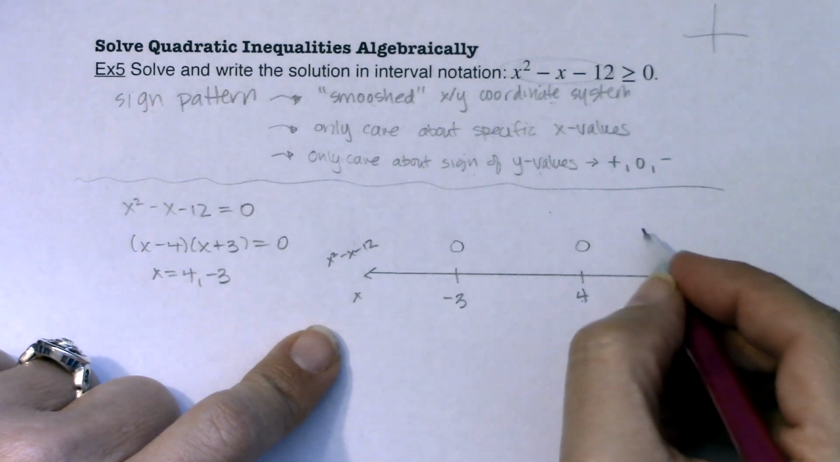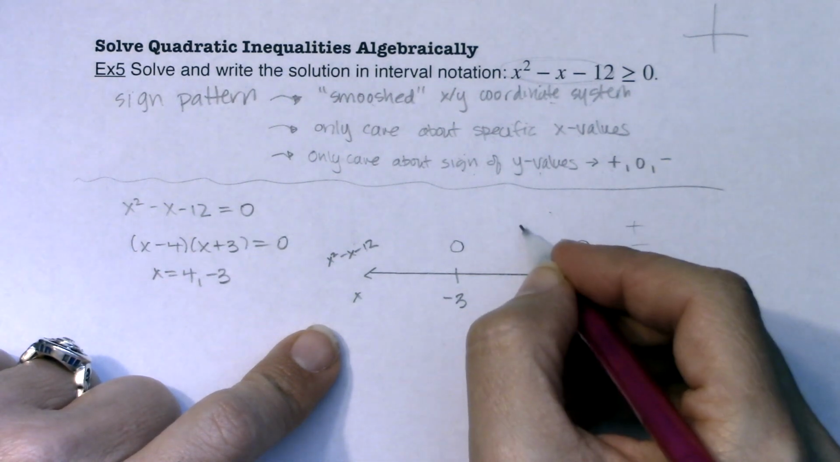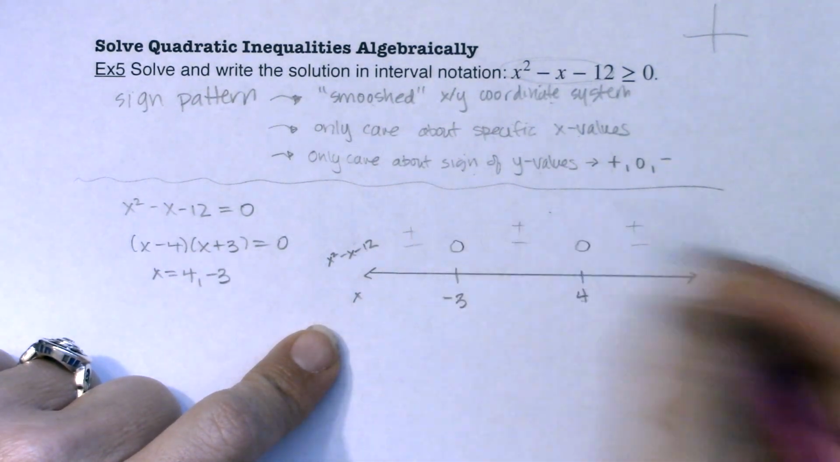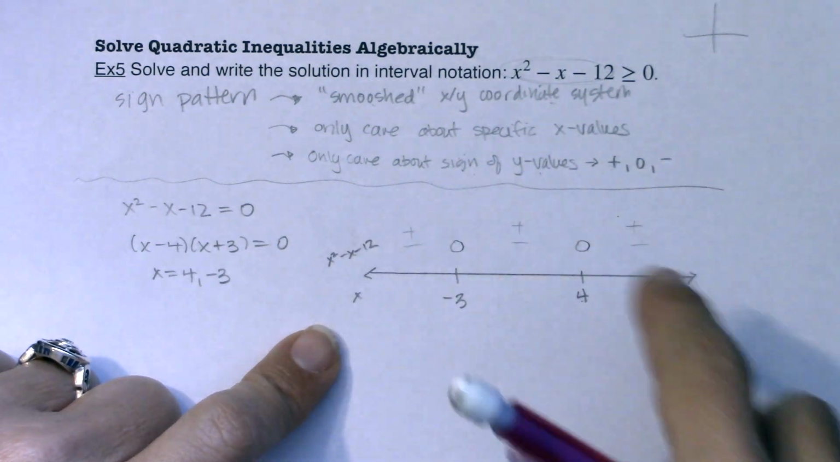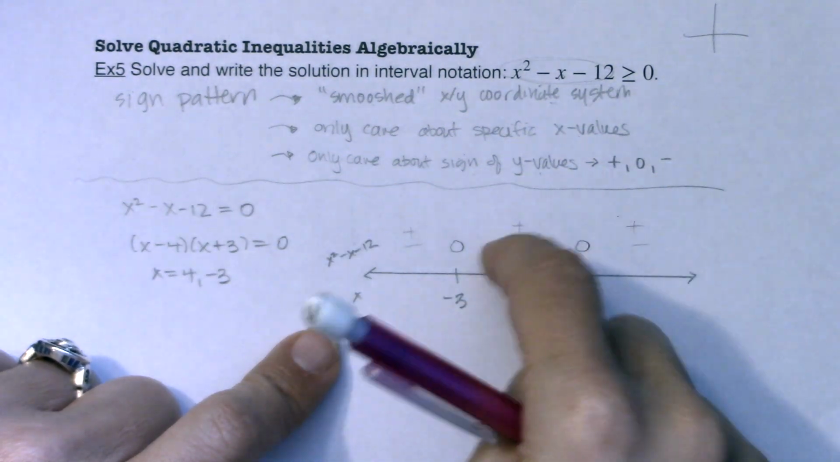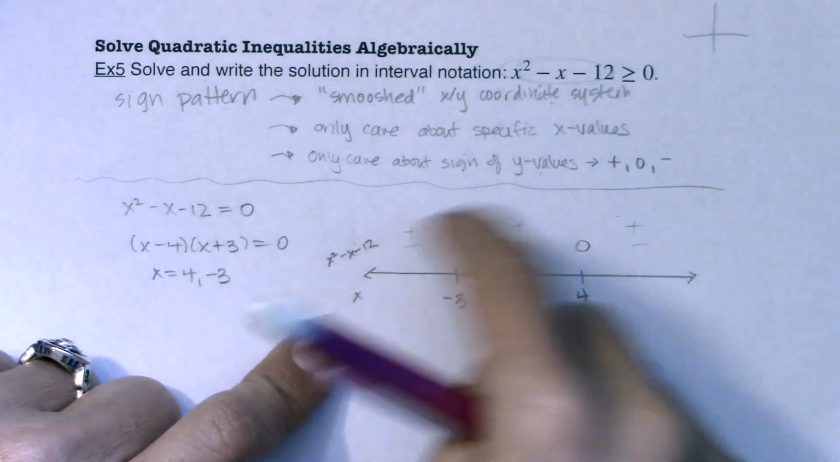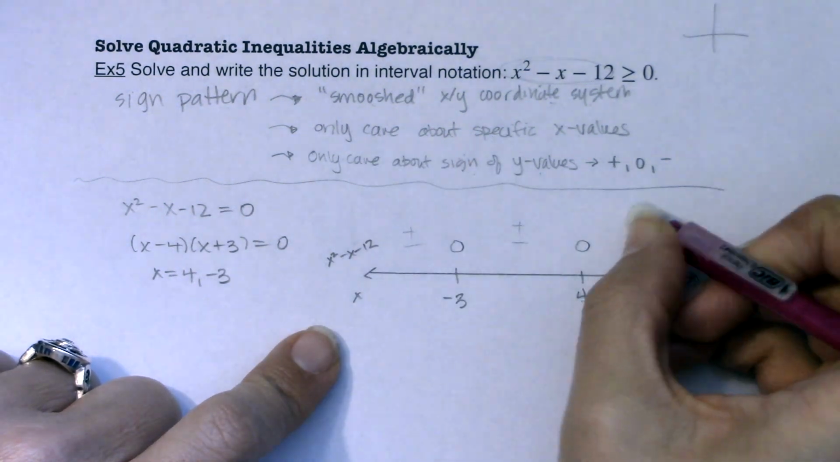Then we have to decide, do I put a plus or minus here, here, and here? There's some collection. It might go plus, plus, plus, might go plus, minus, plus, might go minus, plus, minus. It could be anything. We're going to determine it.